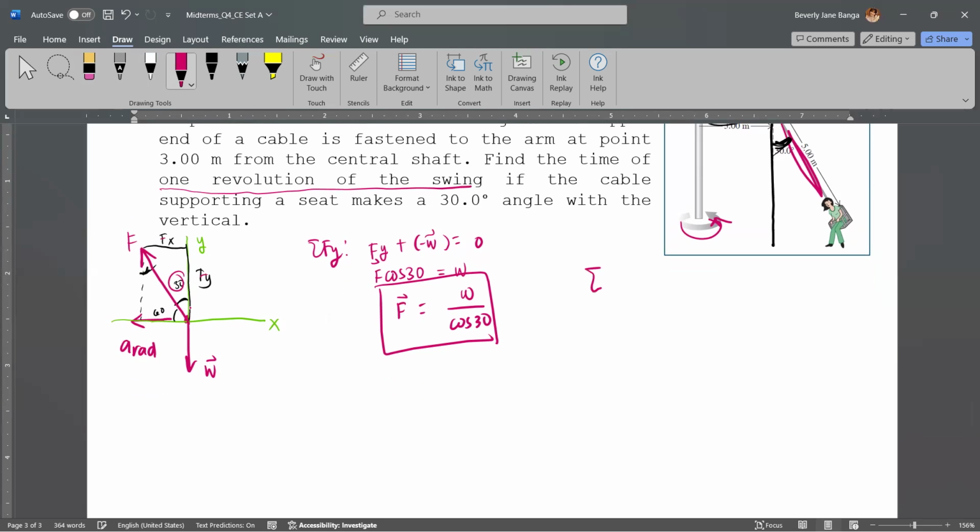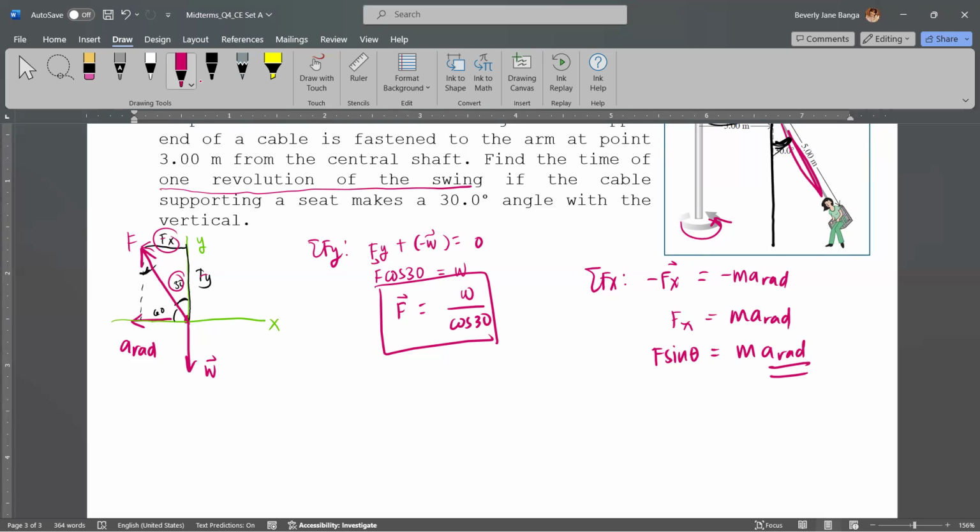Summation of force along X. Ang X natin, meron tayong negative Fx. So this one is directed to the left. So negative Fx plus, oops, wala na pala. Yun lang, negative Fx. So negative Fx is equal to, it's accelerating, di ba, along X. So you have negative ma rad, which means that this is simply Fx is equal to ma rad. And yung Fx natin is simply, so opposite. So this is F sine theta is equal to ma rad. Ngayon, hindi natin alam yung radial acceleration natin. Pero we do know something about it, di ba?